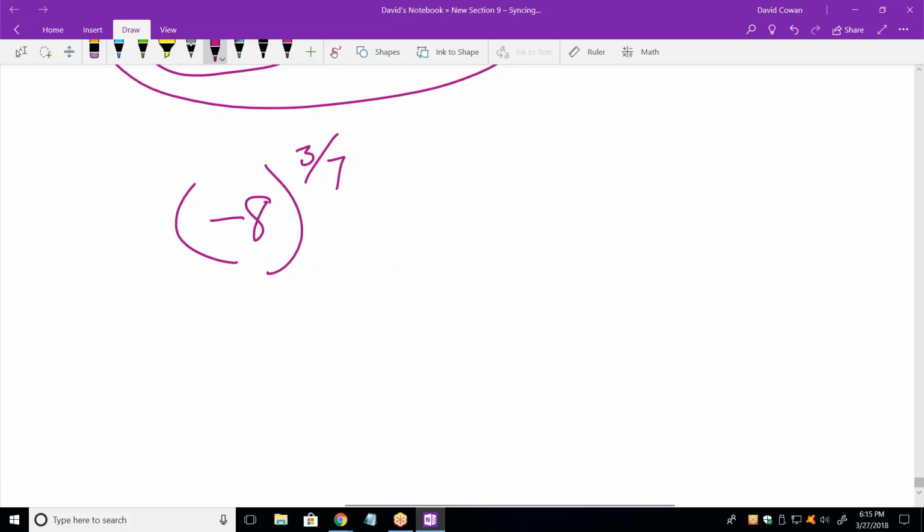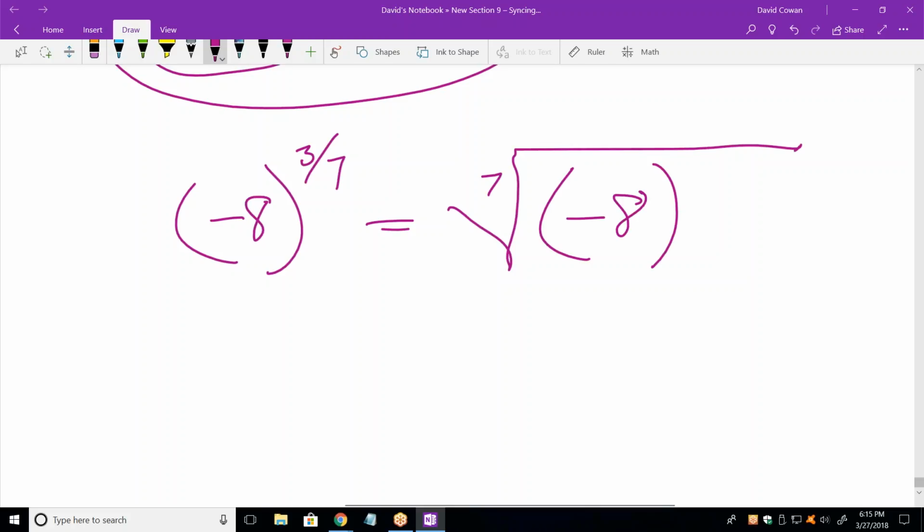What is it that they want you to do with this? Rewrite in radical form. So how do I do that? Apply the bottom first. There's the radical sign. Where do I put the 7? It goes on the left side. That means the 7th root. And what goes on the inside? -8 to the third power. Now, they may want you to simplify that.